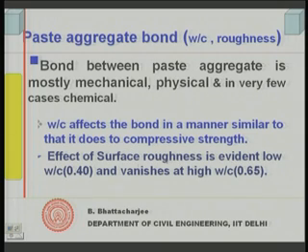Effect of surface roughness is very important, and it is evident more in low water cement ratio concrete. In fact, there is a difficulty in measuring this, because how do you measure it? You put an aggregate and a paste together and try to find out how much tensile load it can withstand. That is how you can find out the bond strength. But changing the surface roughness, keeping all other properties of the aggregate constant, namely its mineralogical composition or size, becomes difficult.